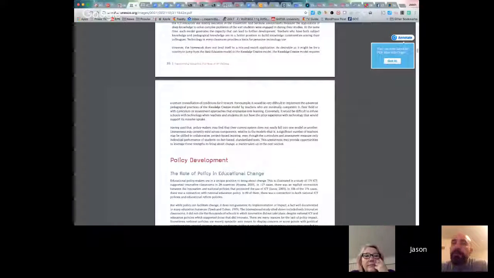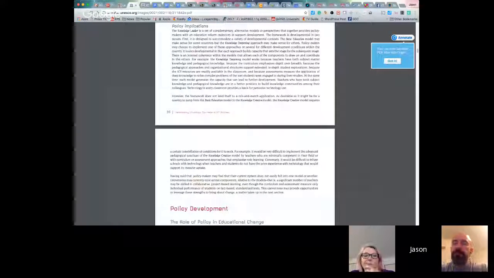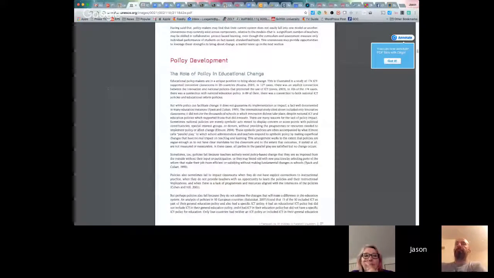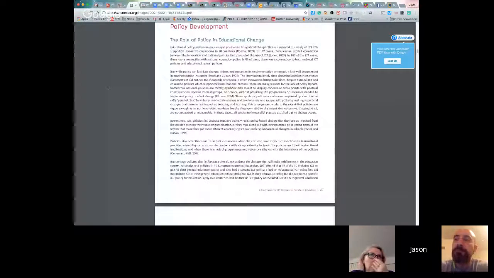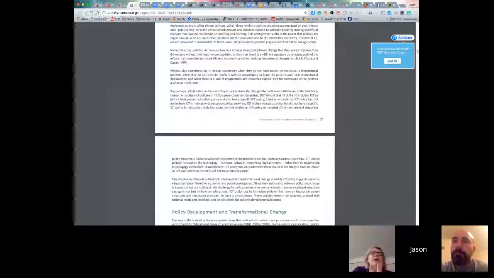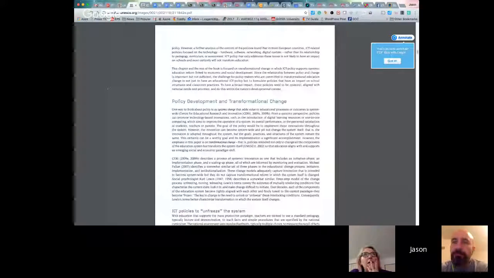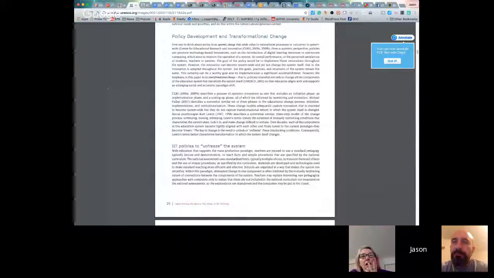So looking at the policy implications of these different processes, there's some information there about how policy development occurs. And remember, while this is very much around country level, the same sorts of issues occur at a school or sector or individual classroom level as well.